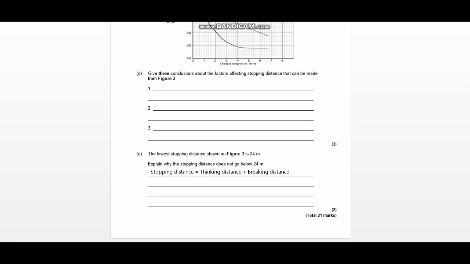So because stopping distance is equal to thinking distance plus braking distance, and braking distance can't be below 0, there has to be a limit. And so that's the final question complete.